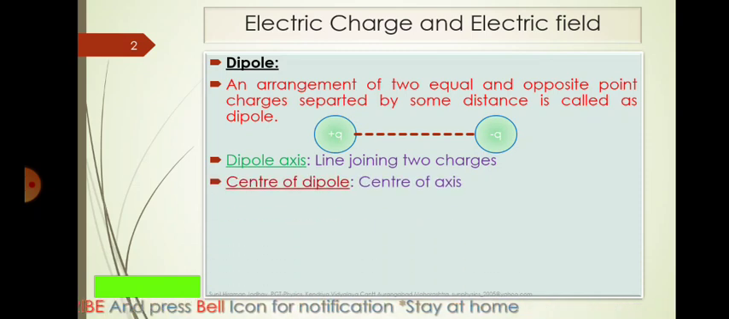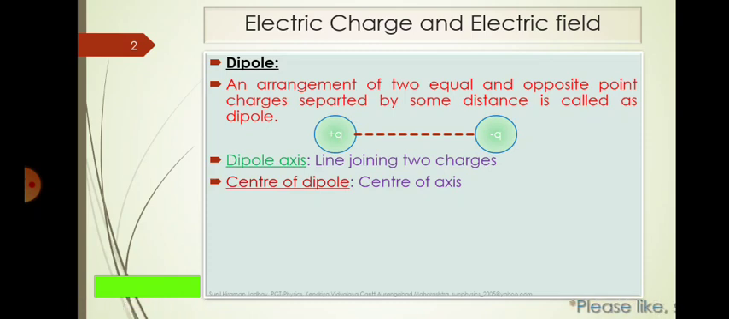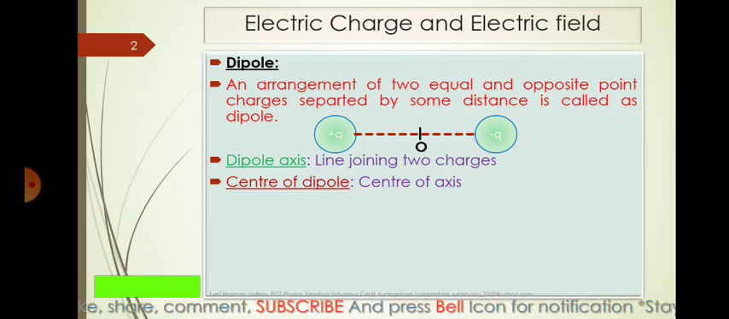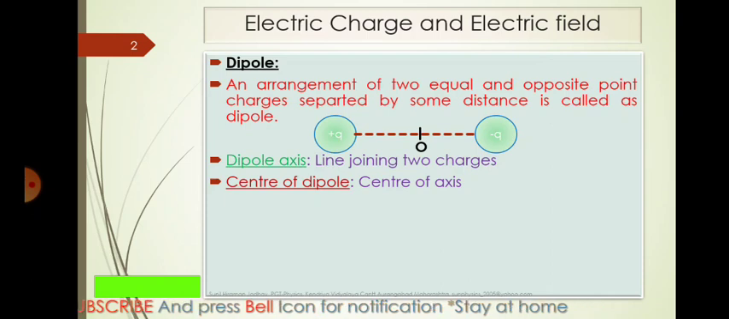Next, center of dipole. As from the heading itself we can understand, it is the center of the axis. It is the point between these two point charges. Let us say this point O is indicating here the center of dipole, right?